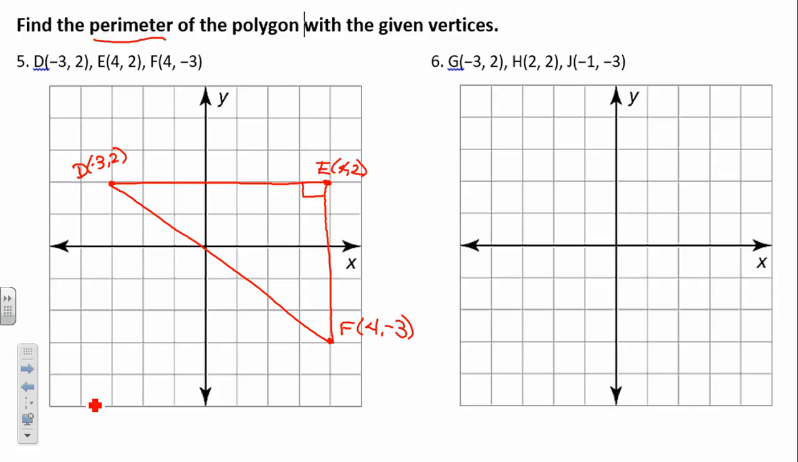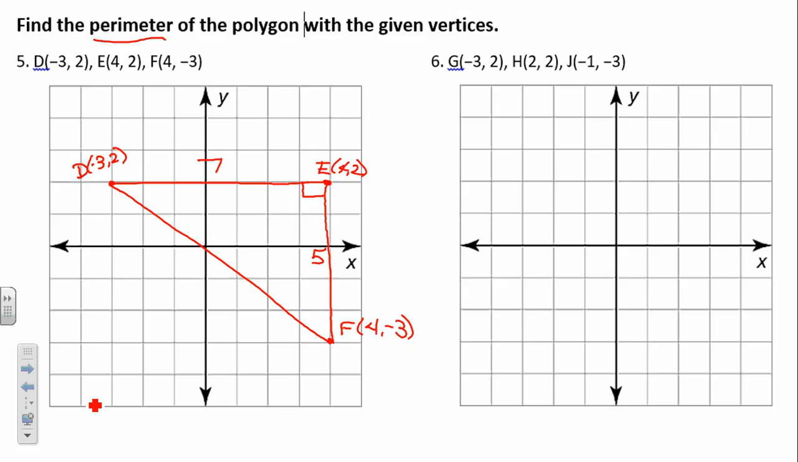So how many steps is this? 7. 7 horizontally, 5 vertically. So we've saved ourselves a ton of time by not having to plug anything into a distance formula or something of that nature. Okay? Horizontal, vertical, you can count. Diagonal, you can't count them. Does that make sense? Okay? So we can't count them diagonally, but we can if it's a horizontal or a vertical line.